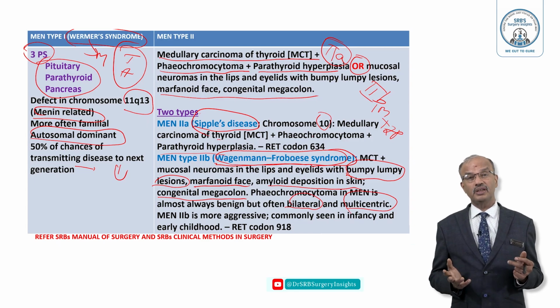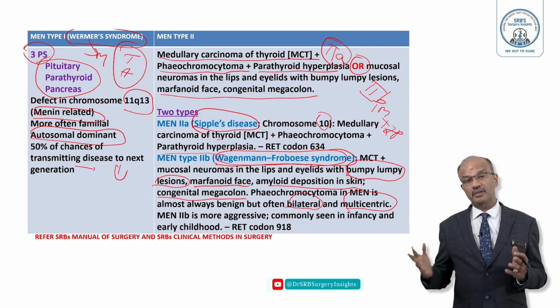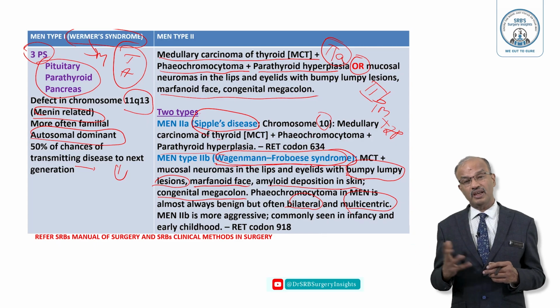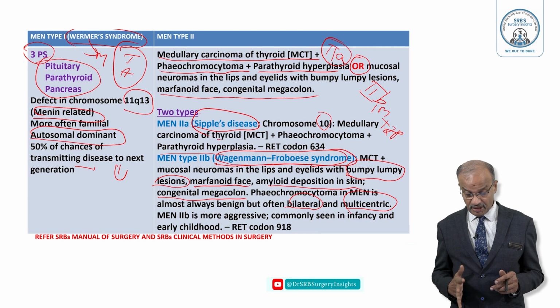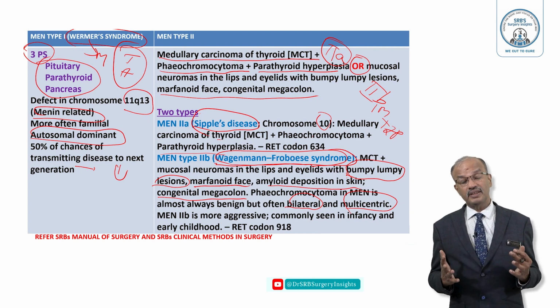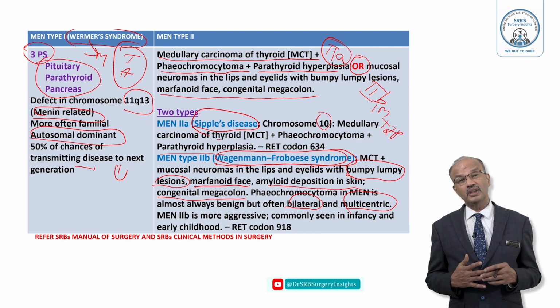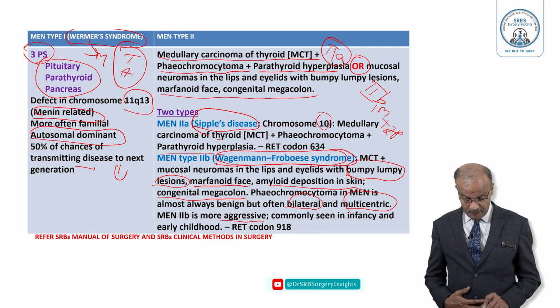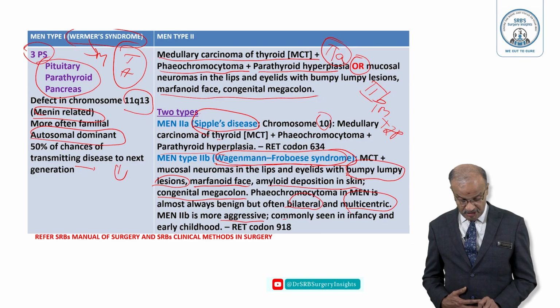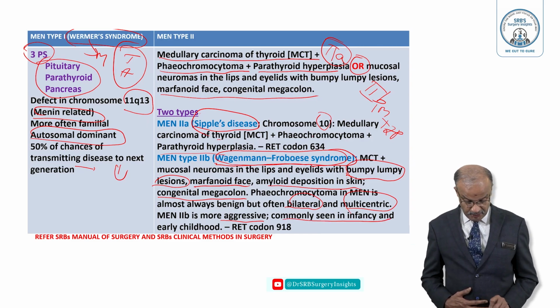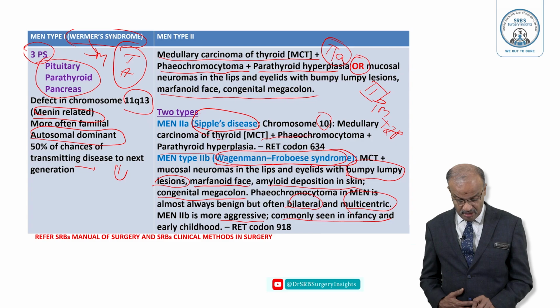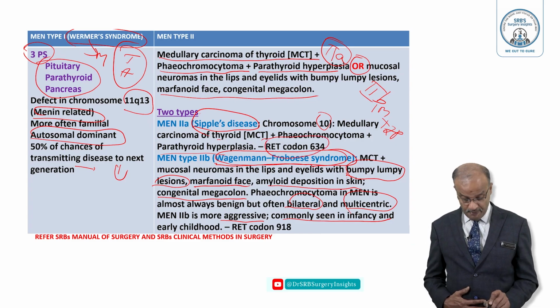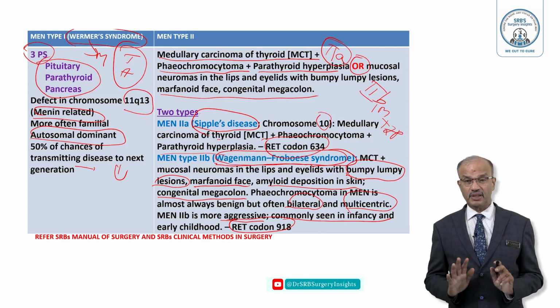So we need to do the noradrenaline derivatives like VMA, metanephrine, all those marker evaluations in the serum in such patients, along with the MIBG scan or MRI or CT abdomen. MEN2B is more aggressive, remember, commonly seen in the younger age group, in infancy and early childhood.